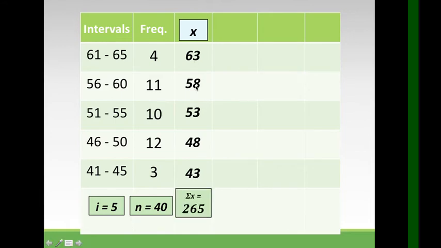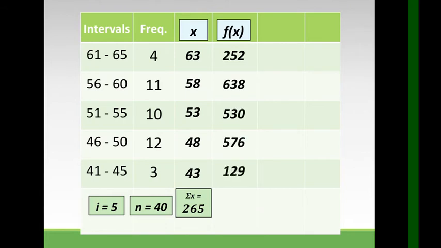So we have 63 plus 58 plus 53 plus 48 plus 43. The total is 265. For the f of x, that will be frequency times the class mark. Just multiply 4 times 63, and that is 252. Then 638, 530, 576, and 129. Again, get the total f of x, or the summation of f of x. So we have 2125, which is 252 plus 638 plus 530 plus 576 plus 129.